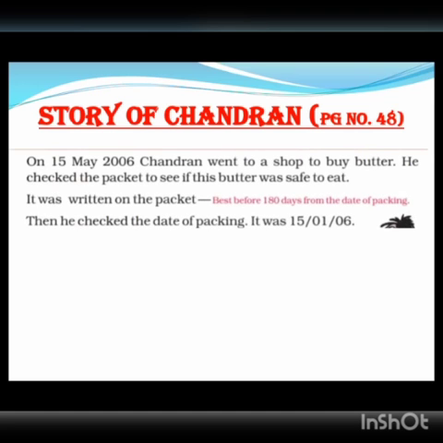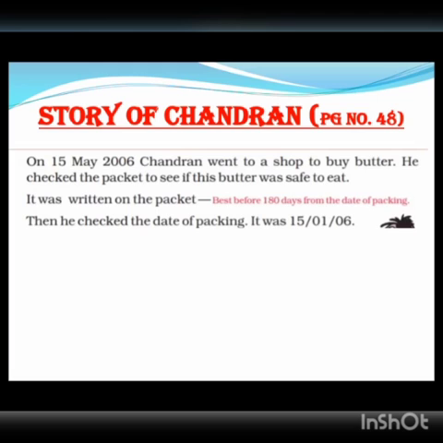On 15 May 2006, Chandran went to a shop to buy butter. He checked the packet to see if this butter was safe to eat. It was written on the packet, best before 180 days from the date of packing.